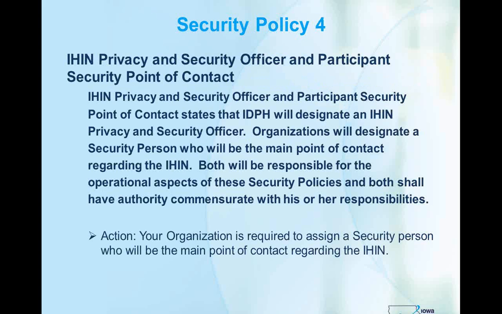Security Policy 4, IHIN Privacy and Security Officer and Participant Security Point of Contact, states that IDPH will designate an IHIN Privacy and Security Officer. Organizations will designate a security person who will be the main point of contact regarding the IHIN. Both will be responsible for the operational aspects of these security policies, and both shall have authority commensurate with his or her responsibilities. Your organization is required to assign an individual as the security point of contact regarding the IHIN and file this information with the IDPH Privacy and Security Officer.